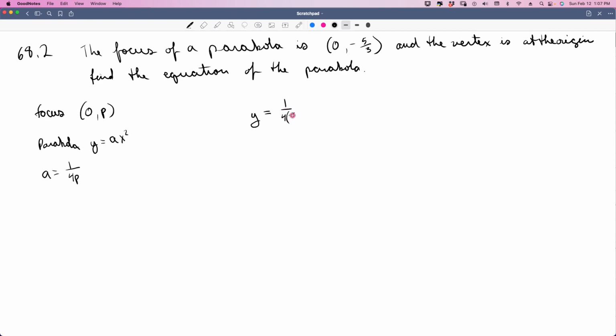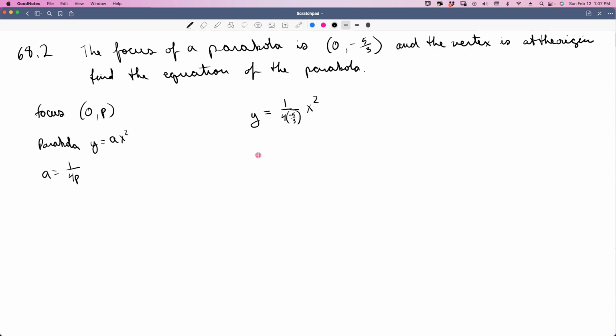1/4p, where p is negative 5/3, and then x squared, because this would be the value of a. This is our formula for a. We're going to take this value of p, which is right here, and sub it in for the p in this formula, and this value for a we'll sub into the parabola equation. So we're just backtracking a little bit. So now all we have to do is multiply.